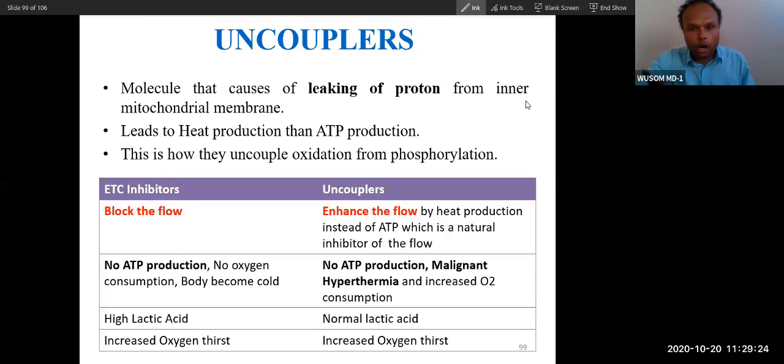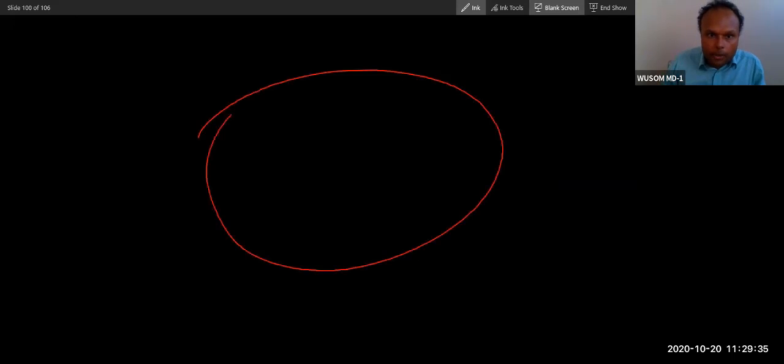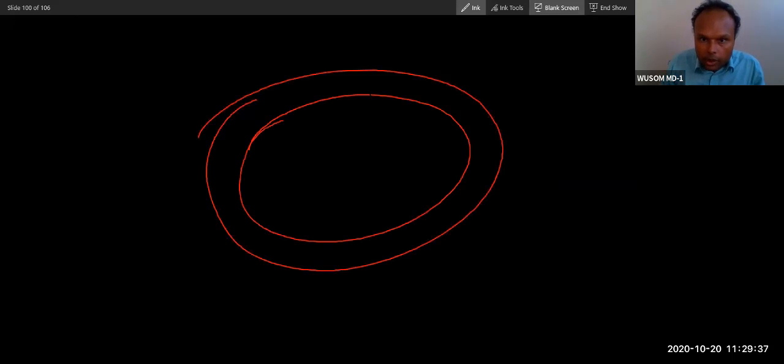So last is uncoupler. I told you about uncoupler in the beginning only. Uncoupler, what does uncoupler do? There are many uncouplers you can see. So what does uncoupler do? Uncoupler actually, this is the mitochondrial membrane. Uncoupler actually creates a pore inside. It is a molecule that will create a pore.